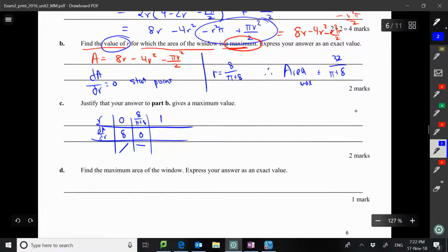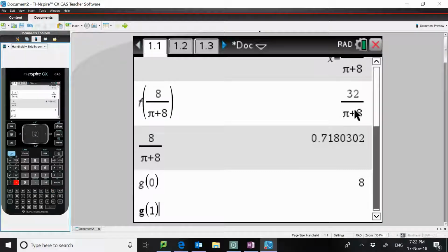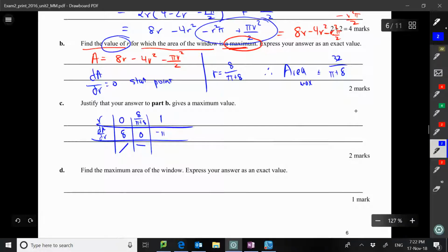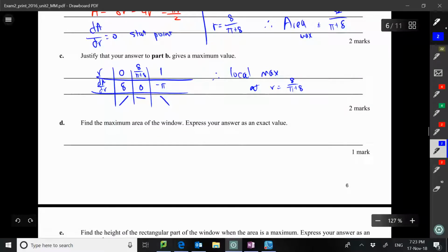So that's a positive gradient. And if I sub 1 in, g(1) gives me a negative pi, so negative gradient. So therefore local maximum, as you can see. Now we knew it from the graph, but you have to show it using a sign diagram. Okay, at r equals 8 over pi plus 8. Okay, now find the maximum area of the window expressed. Now we already just did that. I did it a bit ahead of time. So max area was equal to 32 over pi plus 8.